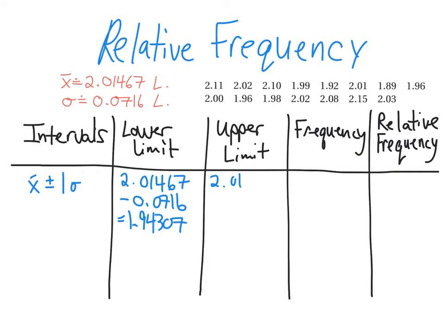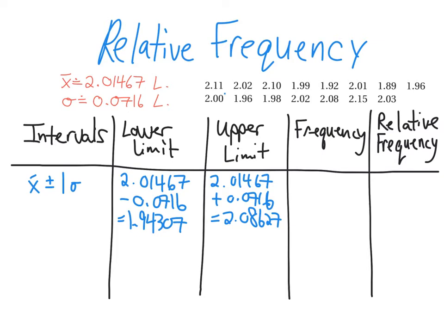to the mean, and that will equal 2.08627, which we then go look at the data set and count the number of data that's in this interval.